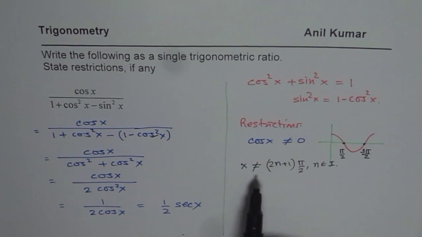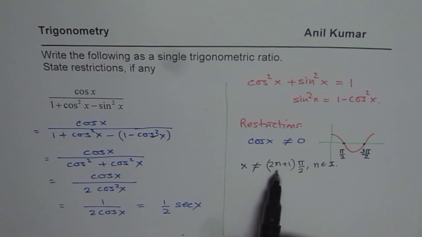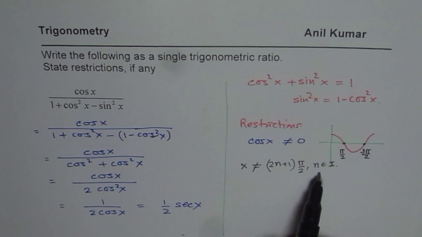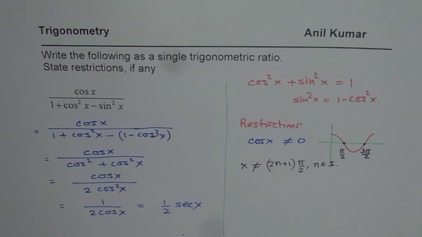So the restrictions are that x can be any real number except these, right? So where the cosine x is 0, right? So that becomes the restriction for us.